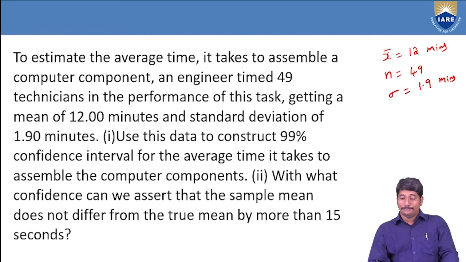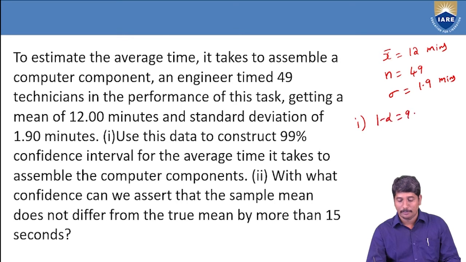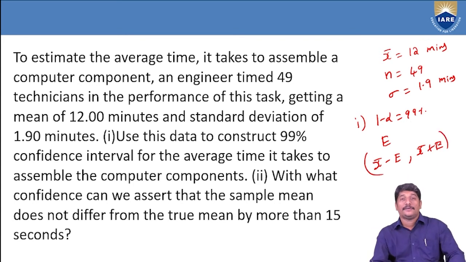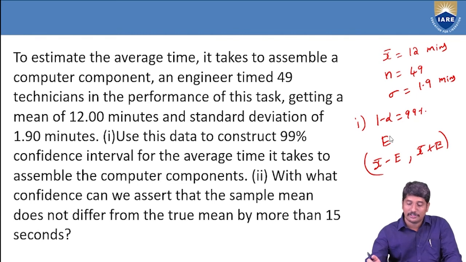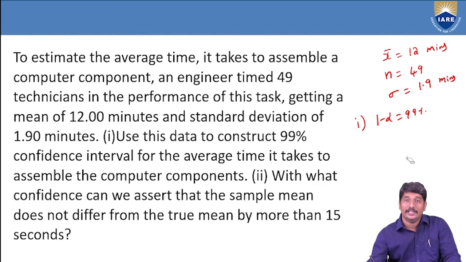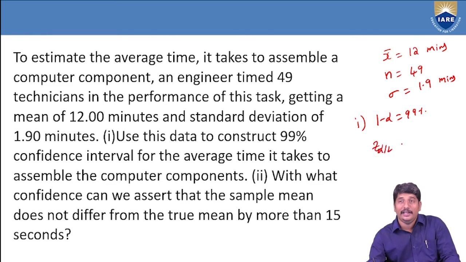Okay, now we have to find the first bit. We have to find, at 1 minus alpha equal to 99% confidence, E, and then we have to find the interval x bar minus E comma x bar plus E. That is the first bit. We have to find the precise confidence interval. For that, first we'll start with how to find E. For that, we need Z alpha by 2, Z alpha by 2 at 99% confidence.